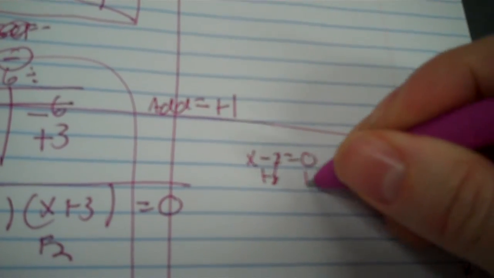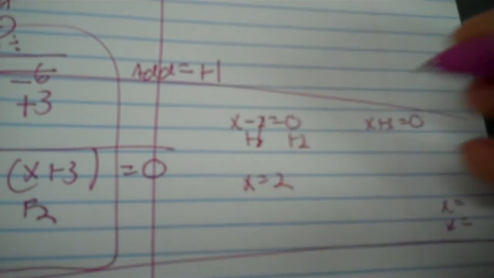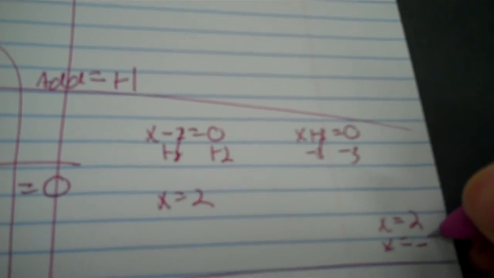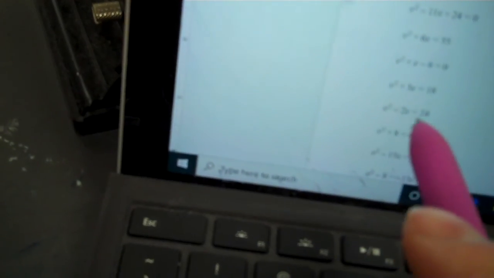So I plus 2, and I get 2. I subtract 3, and I get negative 3. Okay. All right, next problem. X to the second plus 3x equals 18. Two answers. Label your A as 1, your B as 3, and then your C is 18.